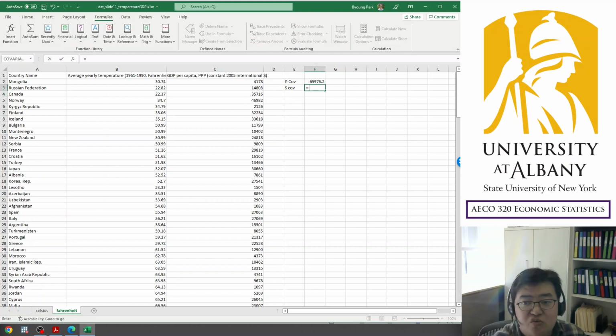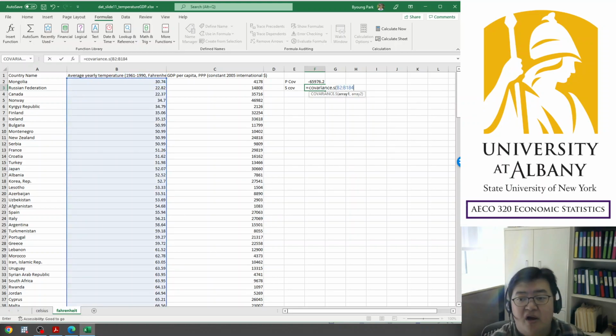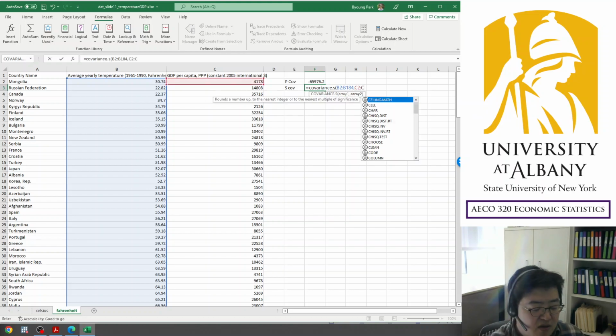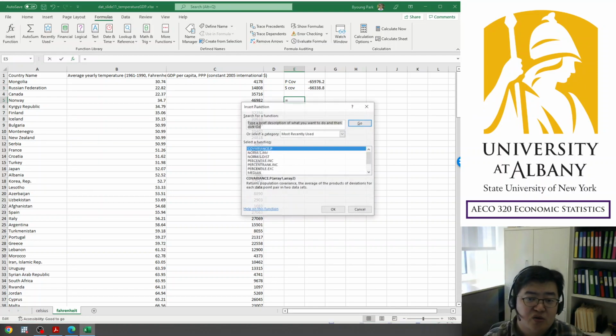You can just do COVARIANCE.S, and column B from B2 to B184, I remember the range, and C2 to C184. Then you get sample covariance, which is slightly different. Okay? So the difference is coming from the difference in the sample and the population formulas. And you can calculate the correlation coefficient.